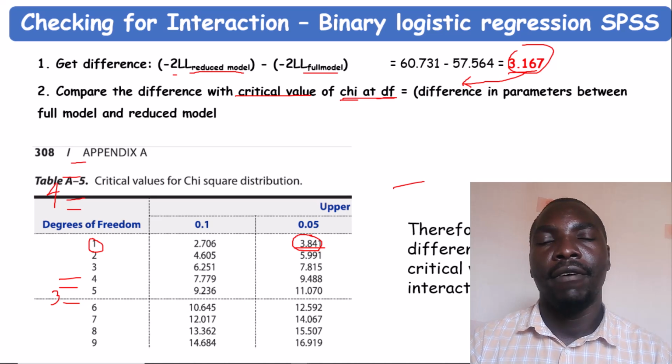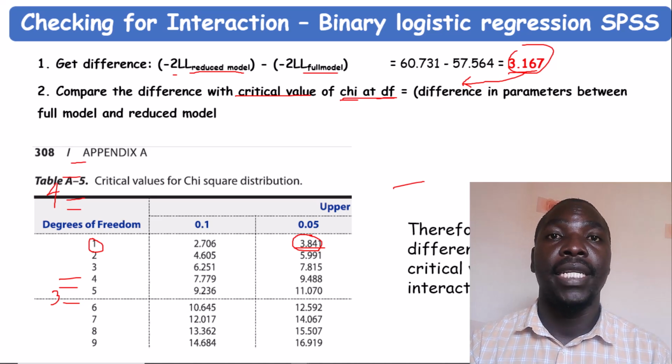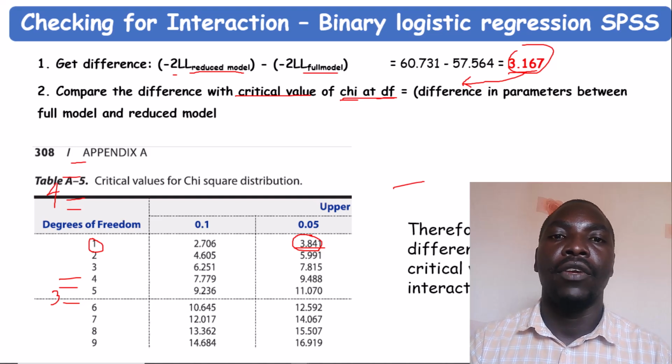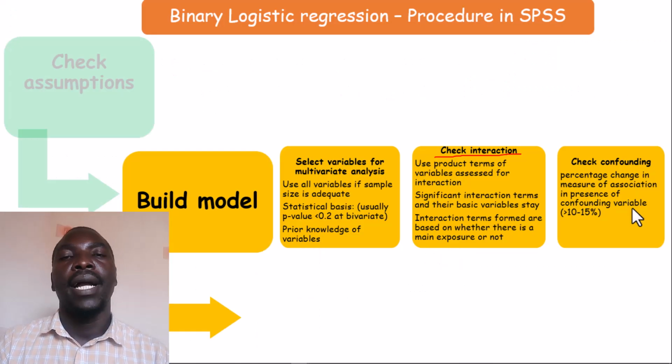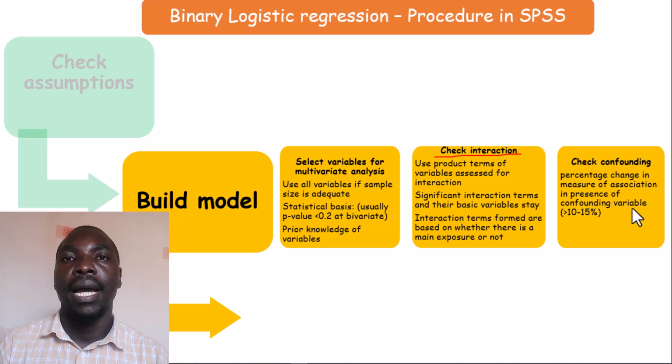It is not a straightforward process in SPSS, but trust me, it's a very simple procedure once you understand the reason behind why you're doing what. So next we look at how to check for confounding, how to interpret our model, and how to report our results.